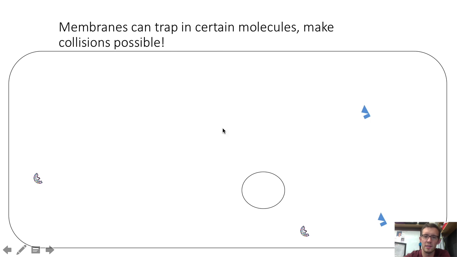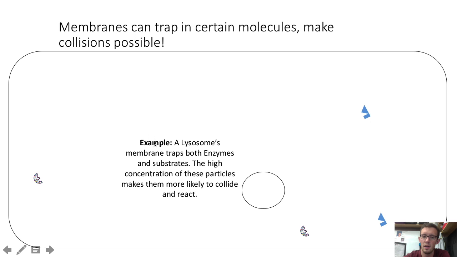So this is where membranes come in. Membranes have the ability to trap certain molecules together into the same place, making collisions possible. So for instance, inside of a cell, the lysosome has a membrane around it, which is able to trap both enzymes and substrates. So you can see right now our enzymes and our substrates are out floating free in the cytoplasm, and they're very unlikely to hit each other just by chance.